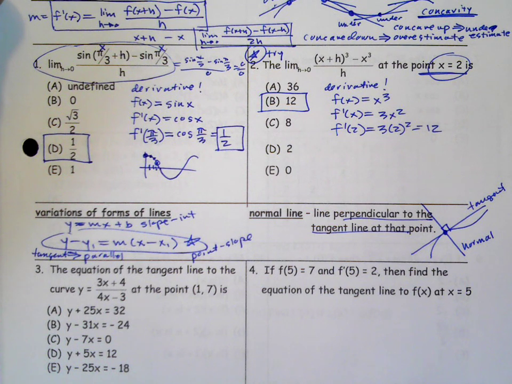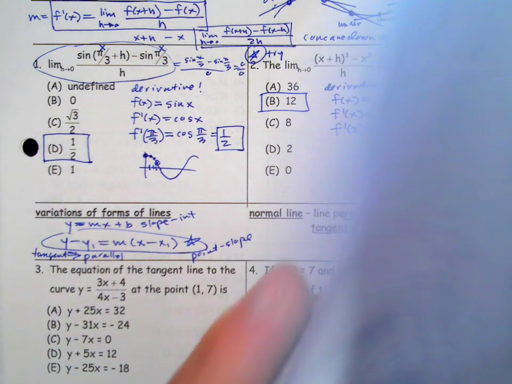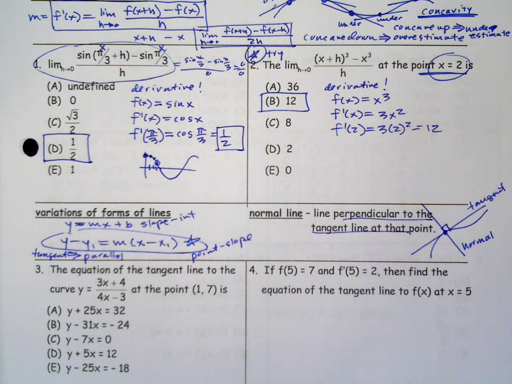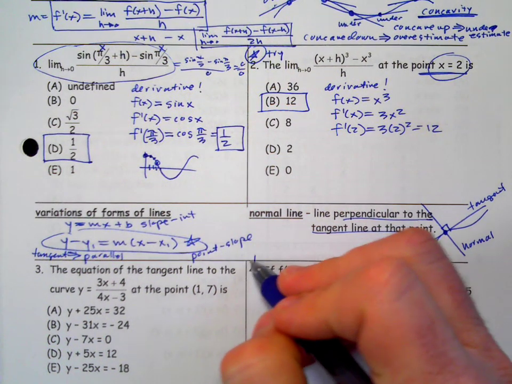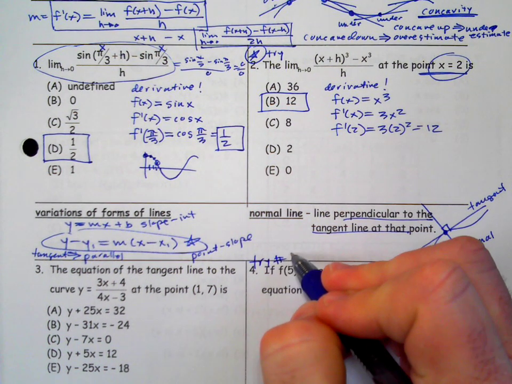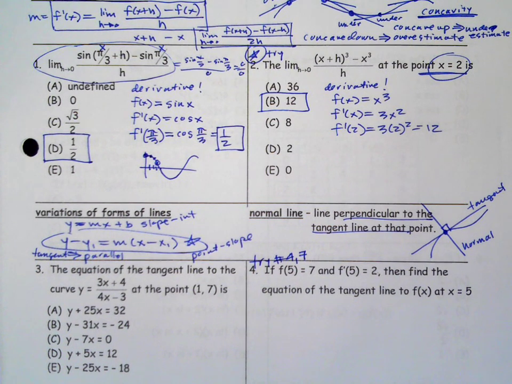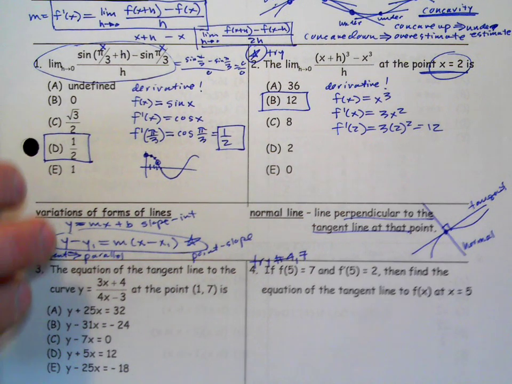I want you guys to go ahead and try number 4 and 7 right now. So pause the video and try 4 and 7. And after you've tried 4 and 7, unpause the video and I will do them. And you can figure out if you got them wrong or right and fix them, or if you got stuck, you'll figure out how to do them. All right. So go ahead and pause it.